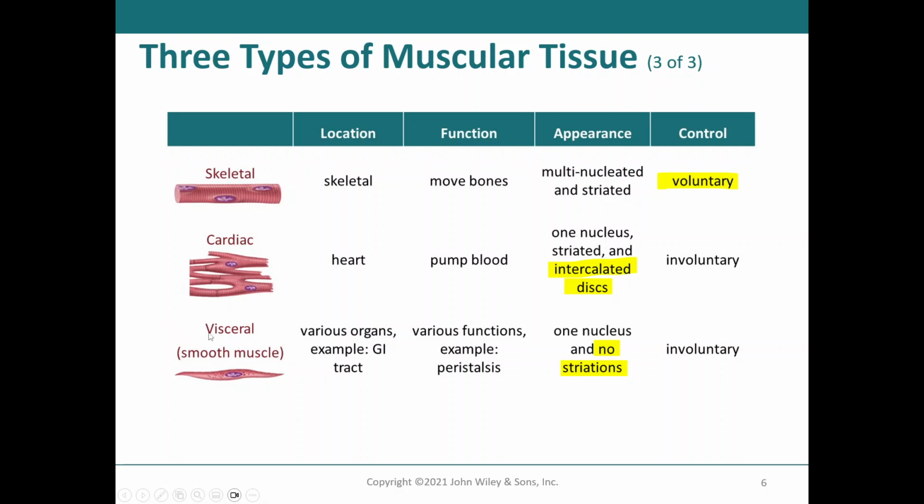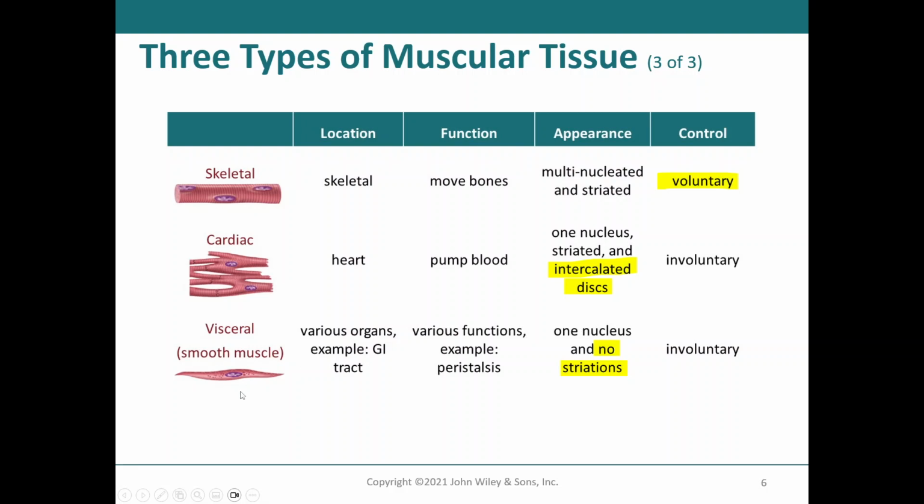The last one is going to be visceral or smooth muscle. This is going to be in various organs. The example that I've already mentioned is the GI tract. Various functions, so peristalsis is the movement and slow kind of contraction and relaxation that our GI tract does to push things along. Our stomach churns, so it kind of mixes things up to get the acid everywhere, and it does that by kind of contracting in different areas to keep it kind of pushing.